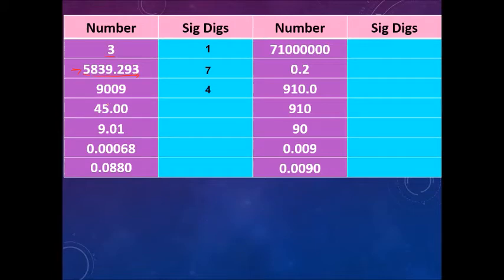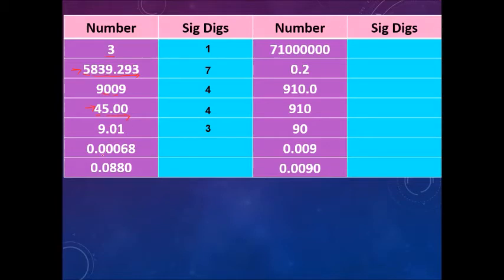4 is correct. These zeros are in between, so they definitely are significant. How about 45.00? Yes, 4. Very good. You start from the left. First non-zero, everything after it counts. Those trailing zeros now count. 9.01. Definitely 3. That zero's in between, that counts.